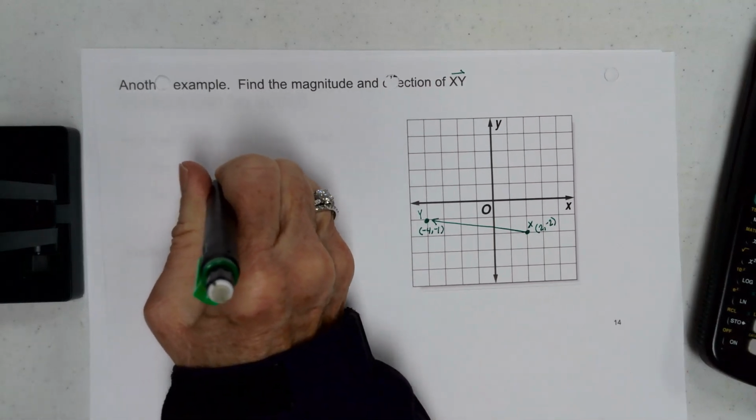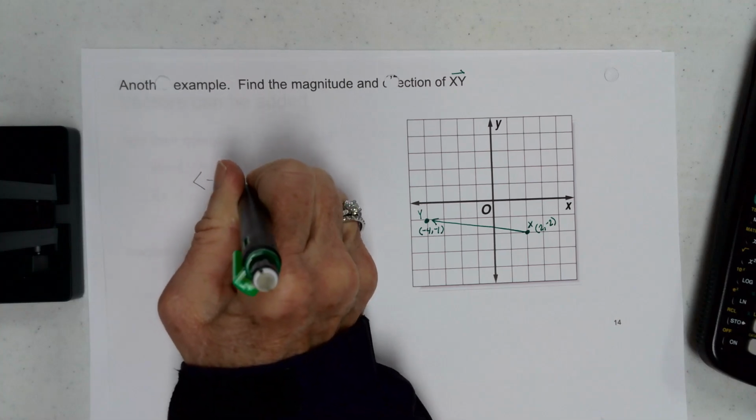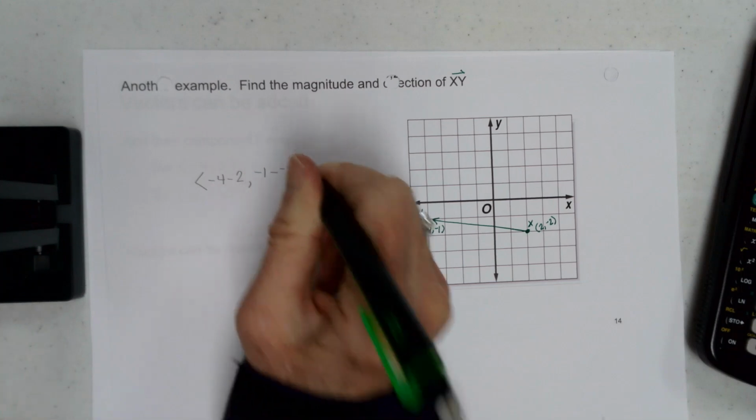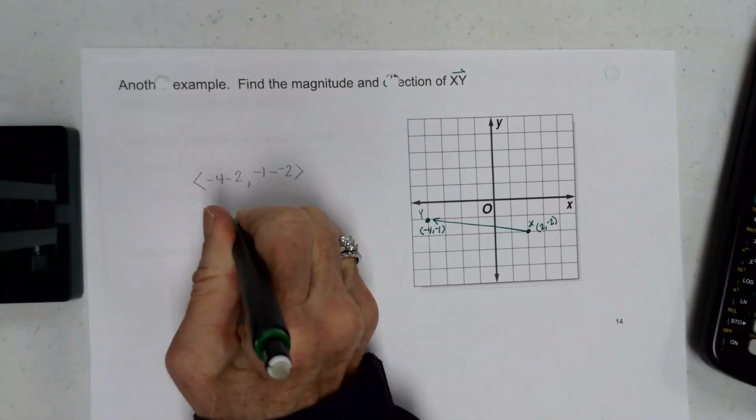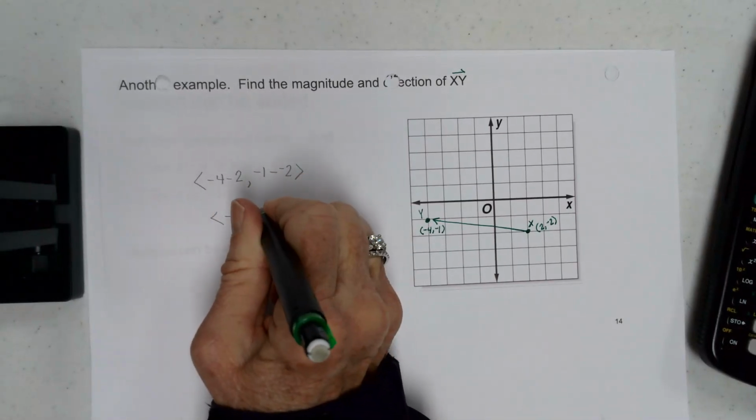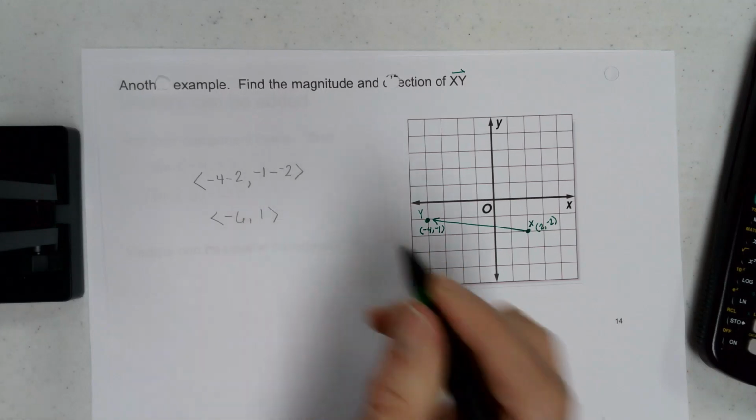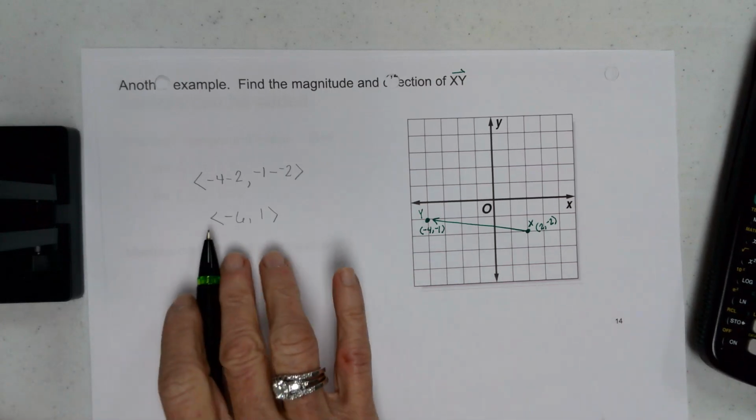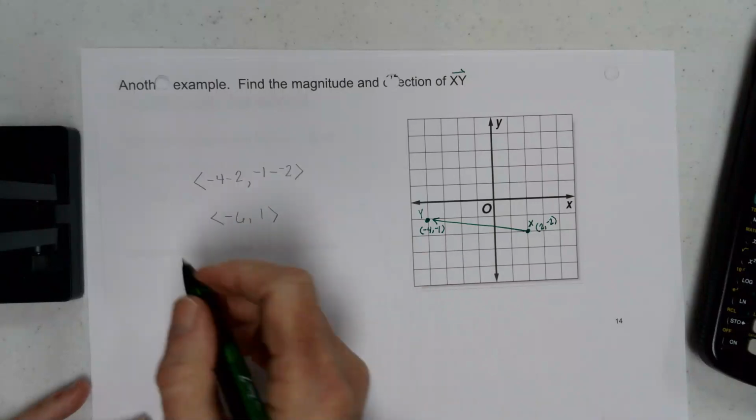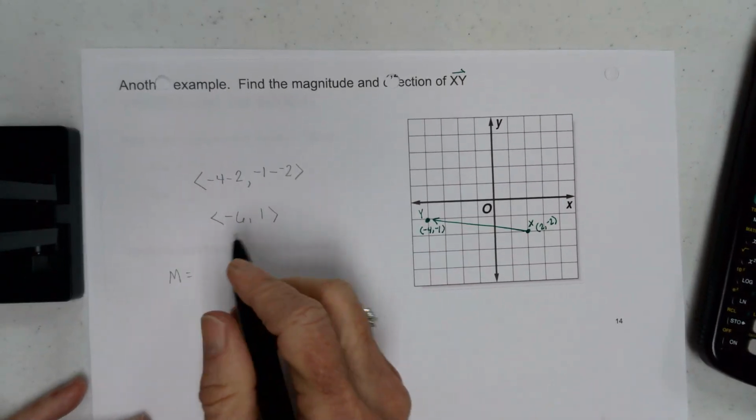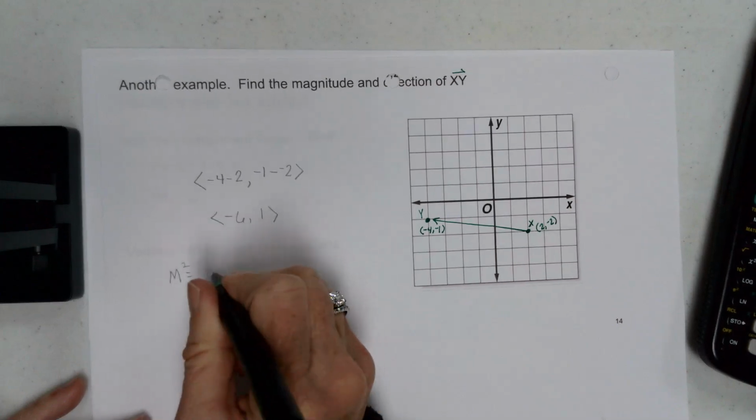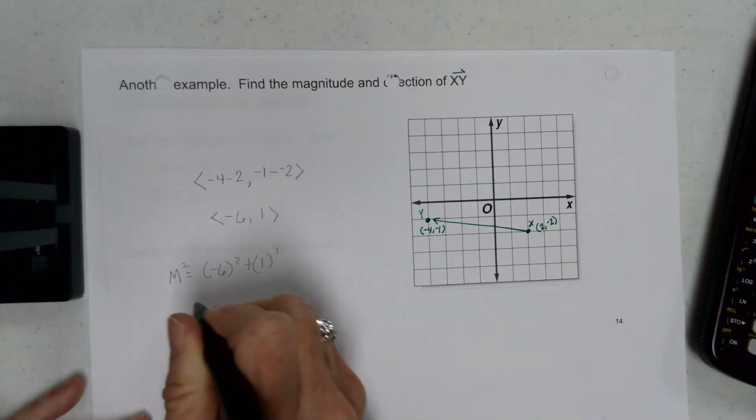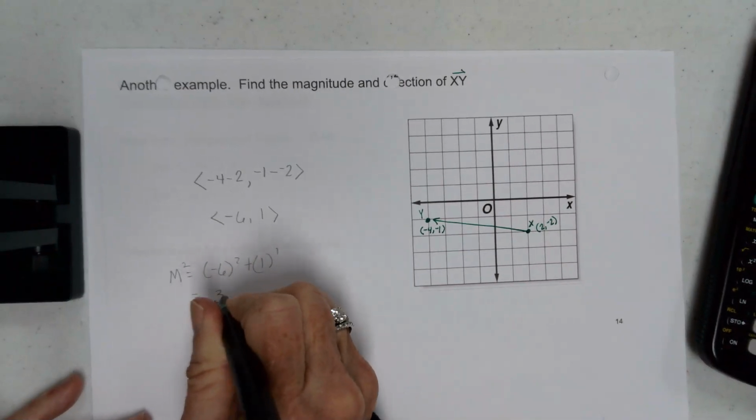So it's -4 minus 2, and it's going to be -1 minus a -2. So this is going to give me a -6, and that's going to give me a +1. So that's going to be my component form. I can find the magnitude by plugging this into the Pythagorean theorem. So m squared is equal to -6 squared plus 1 squared. So that's going to give me a 37 right there.